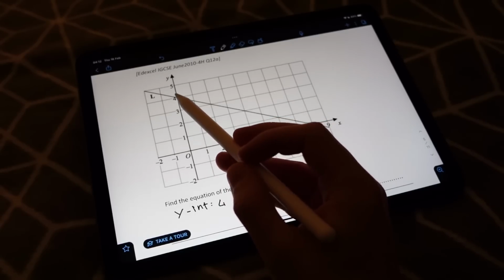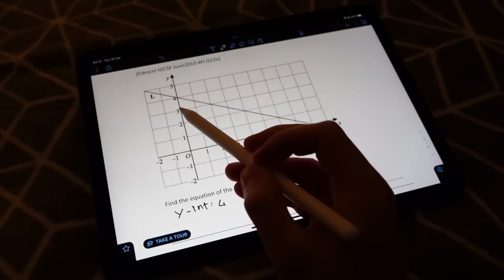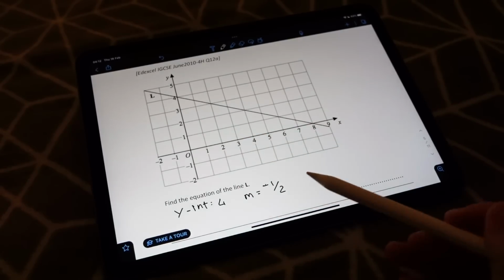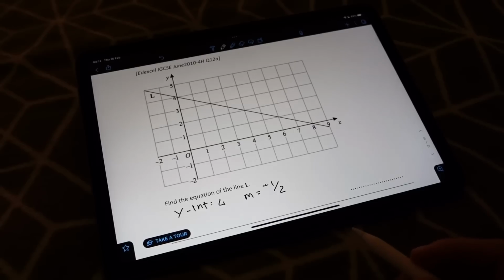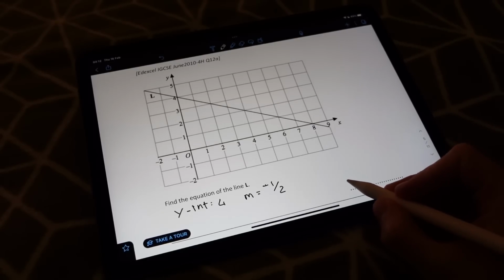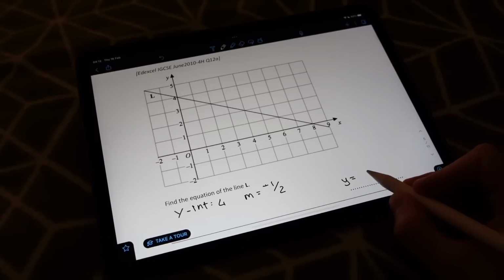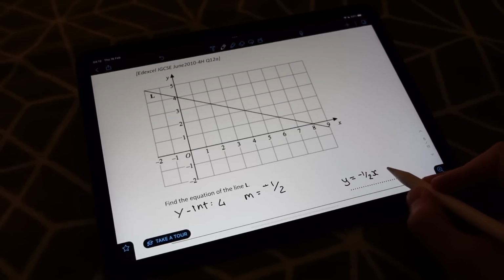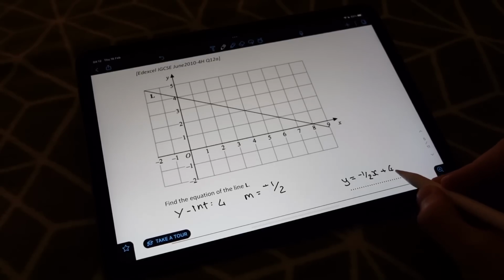So in this case, it is negative a half, because the distance in the vertical component is negative 1. For every negative 1, the x component increases by 2. So the gradient is negative a half. So therefore, the equation of this line is y is equal to negative a half x plus 4.